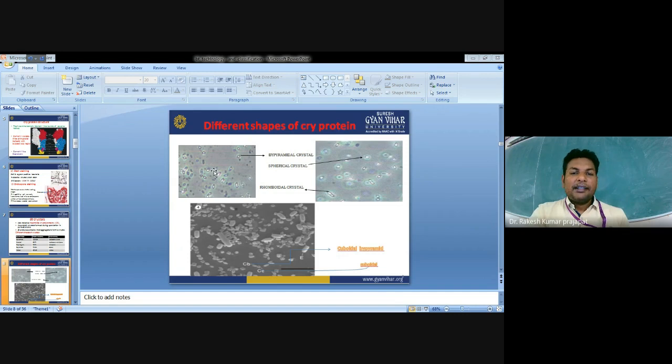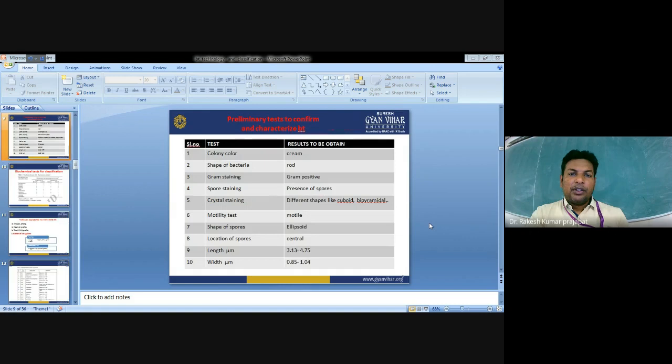You can see here the different shapes of the crystal proteins: bipyramidal shaped crystals, spherical shaped crystals, and rhomboidal shape also. Cuboidal shape is also there. These are the structural differences between the different shapes of the proteins. So, you can see this picture.